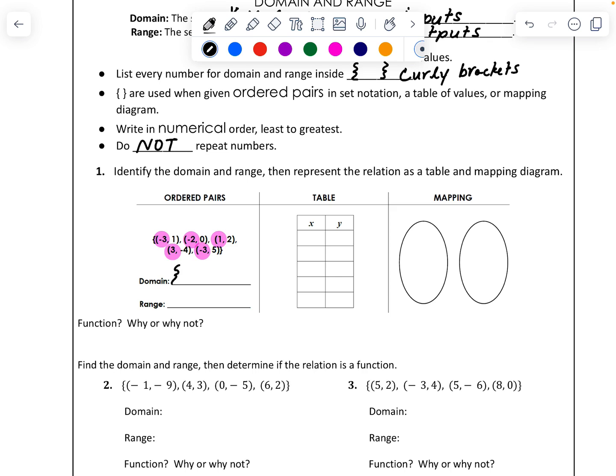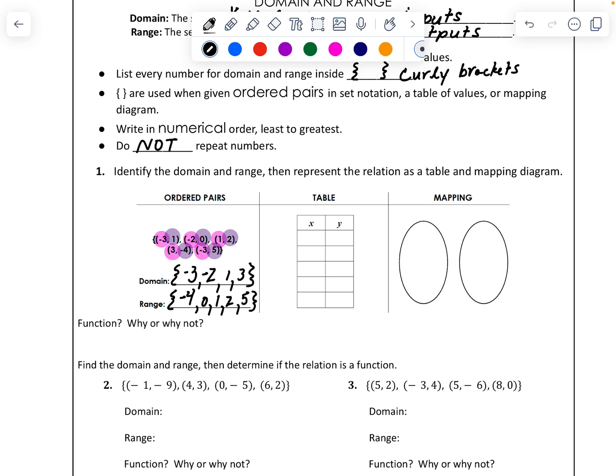So great. Start with your curly brackets. Find your smallest number, which would be -3. I'm only going to write it one time. Then -2, then 1, then 3. Okay? Then, where are our y values? 1, 0, 2, -4, and 5. So, -4, and then I have 0, then 1, then 2, then 5.